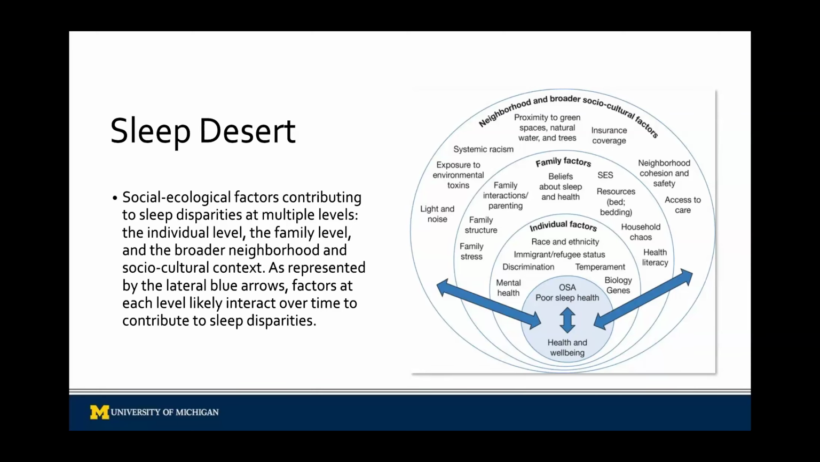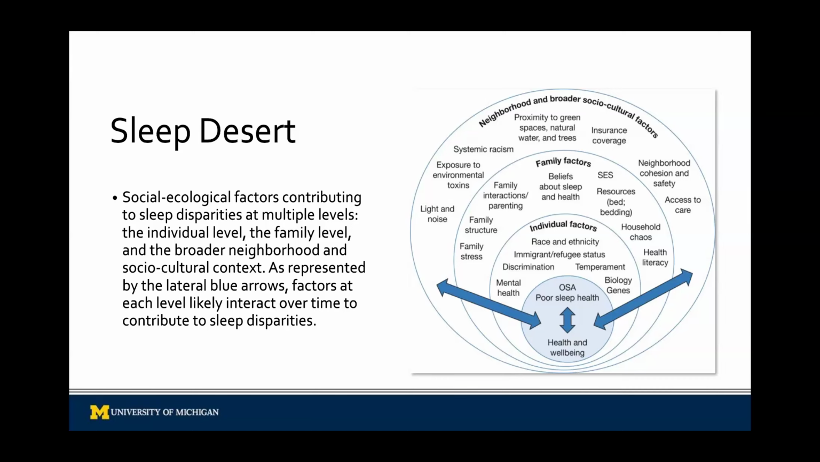And then beyond those individual factors, there are family factors that can also influence sleep health. So if there's a lot of family stress, or if there are not enough resources like appropriate bedding situations, or a lot of family interactions, it could be household chaos, and certain beliefs about sleep that can impact an individual. And then beyond these family factors, there are also the neighborhood and broader sociocultural factors.